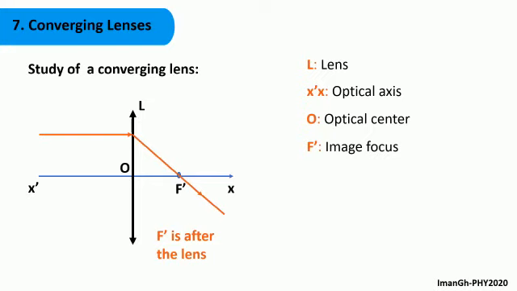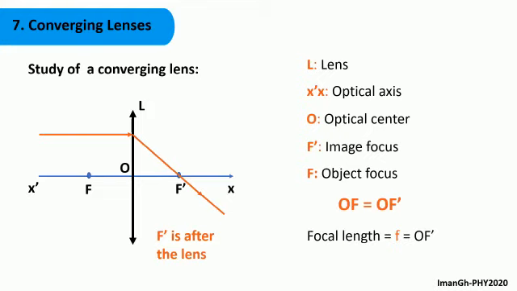The symmetry of F' with respect to O is called the object focus, or F. So OF is equal to OF'. The distance from O to F' is called the focal length, and its symbol is a small f. Each lens has a different focal length.